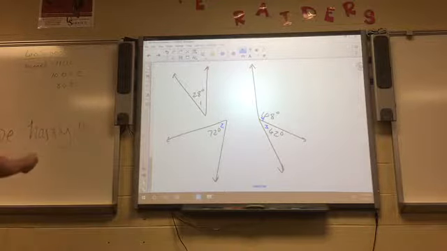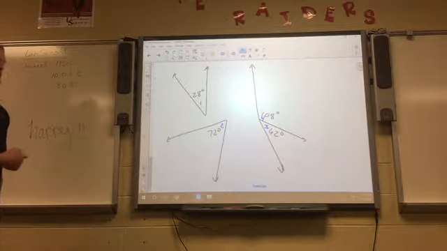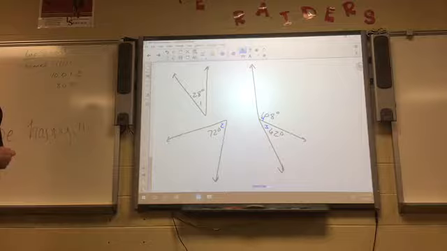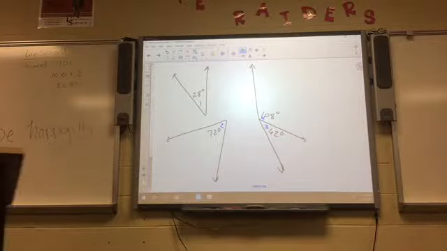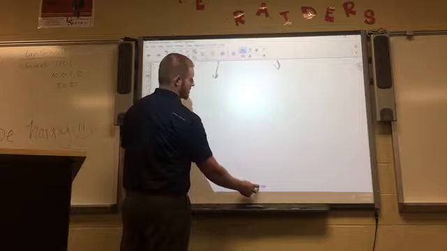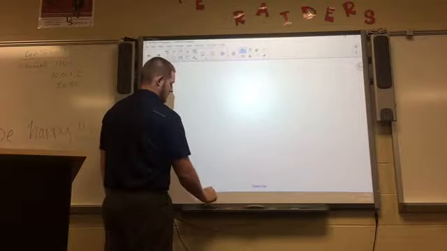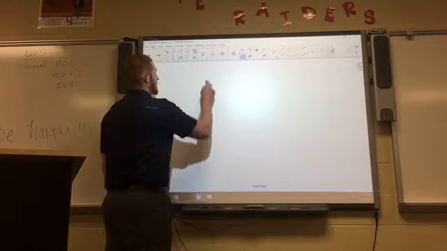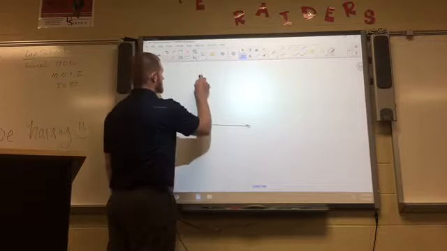And Jason, can you give me two angles that are adjacent to each other? 4 and 3. Everybody agree? Are there any more? No. Okay. Two examples here of problems you may come across with complementary and supplementary angles.